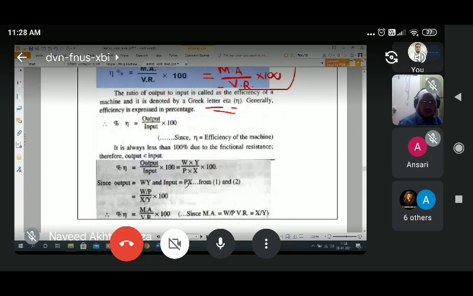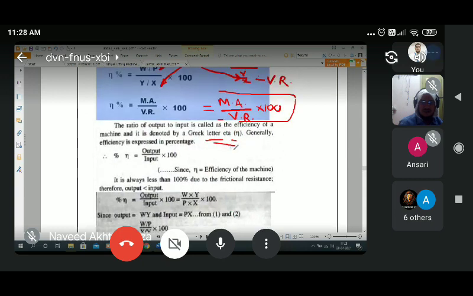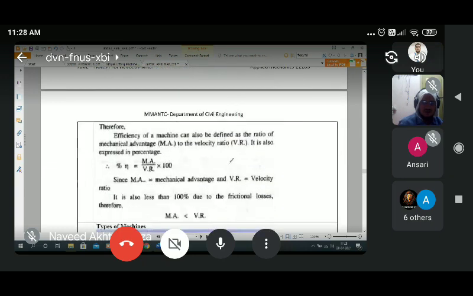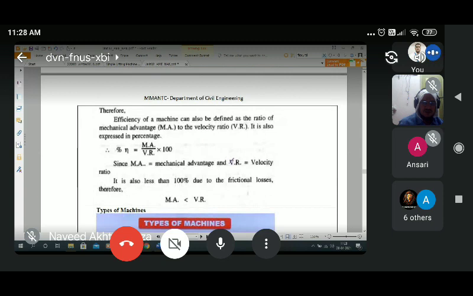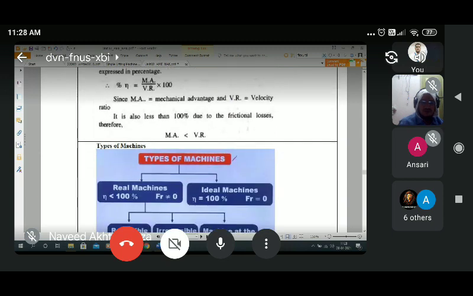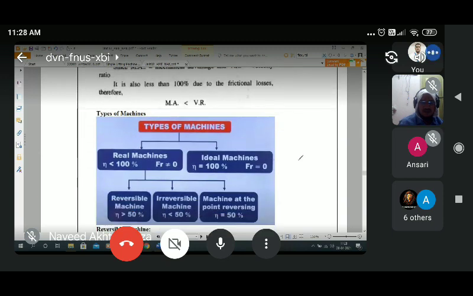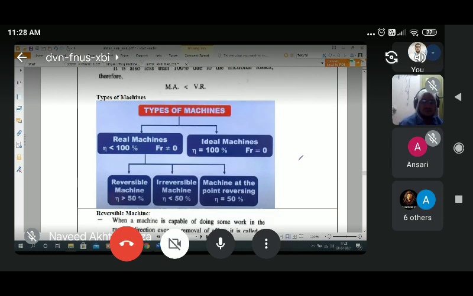So all the details we have discussed here should be useful for making notes. Now we will come to the different types of machines that can be classified based on the eta value.